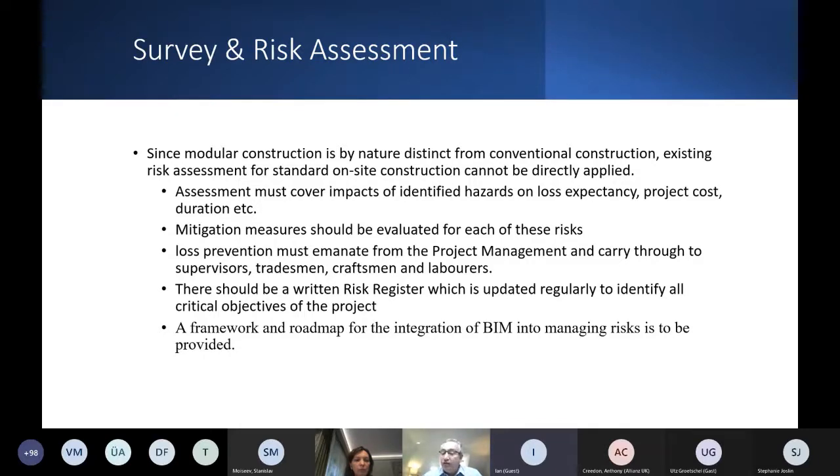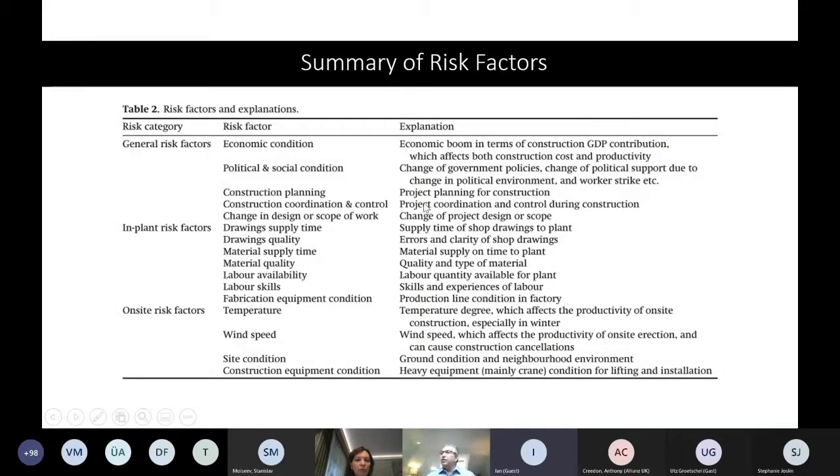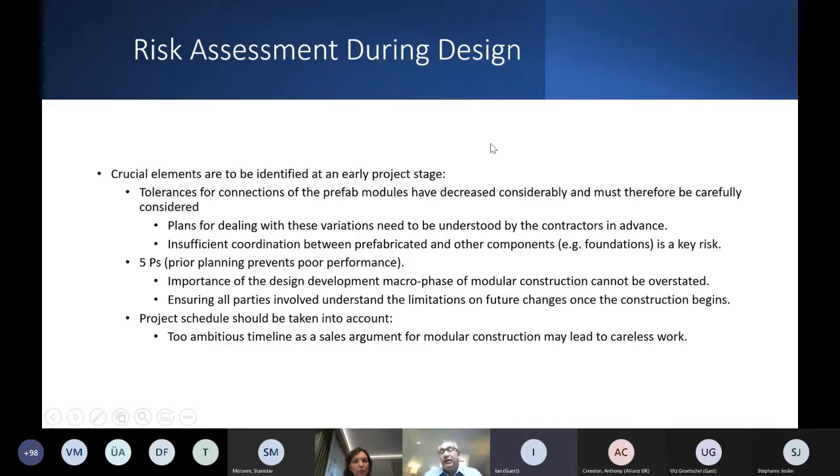There should be a written risk register which is updated regularly to identify the critical objectives of the project and to keep everyone aware of the conditions and the risks. And there has to be an incorporation of BIM into managing the risk. There are a lot of different general risks. I found this in one of the papers and research that we were doing. It just gives you a quick summary of all these risks. But we're going to delve into detail on a couple of those risks, starting with the design.